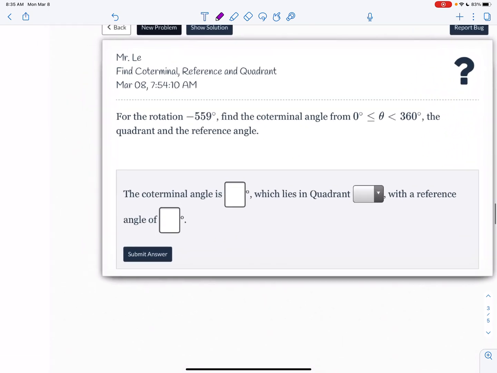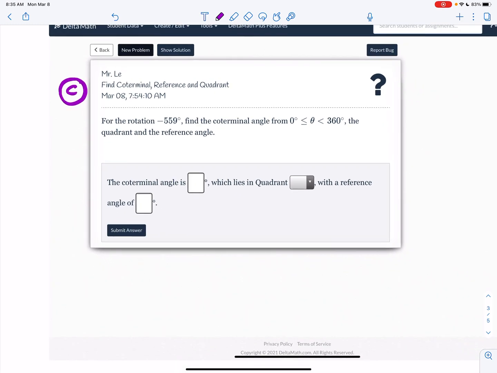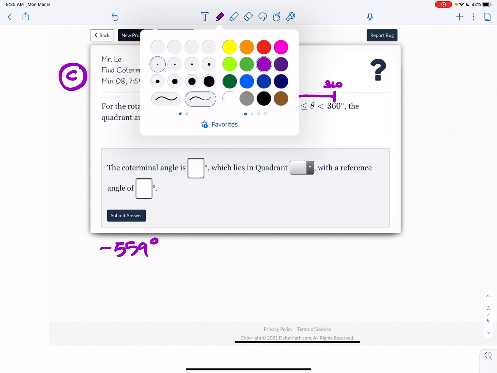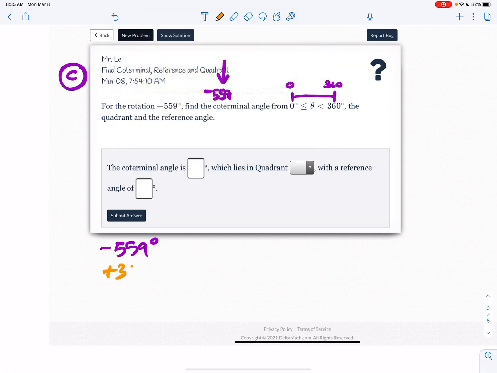Okay, here's part C. Negative 559 degrees, okay? So from 0 to 360 here, negative 559 is somewhere over here. Definitely way too small. So whenever an angle is too small, we have to make it larger. So instead of subtracting 360, we're going to add increments of 360.